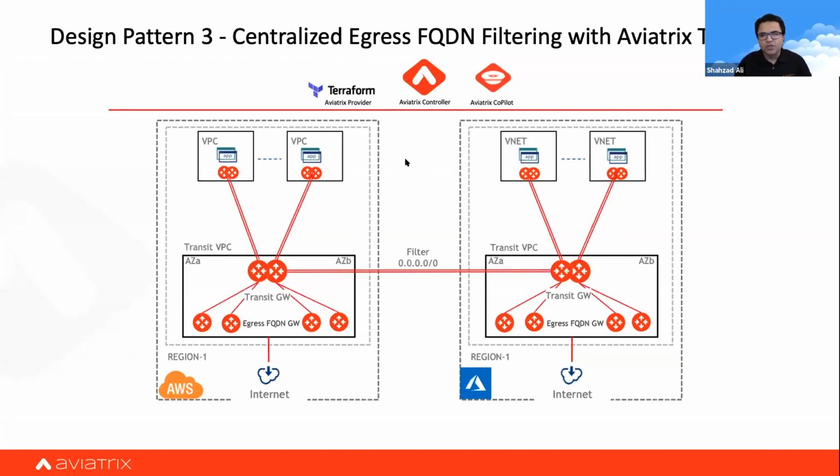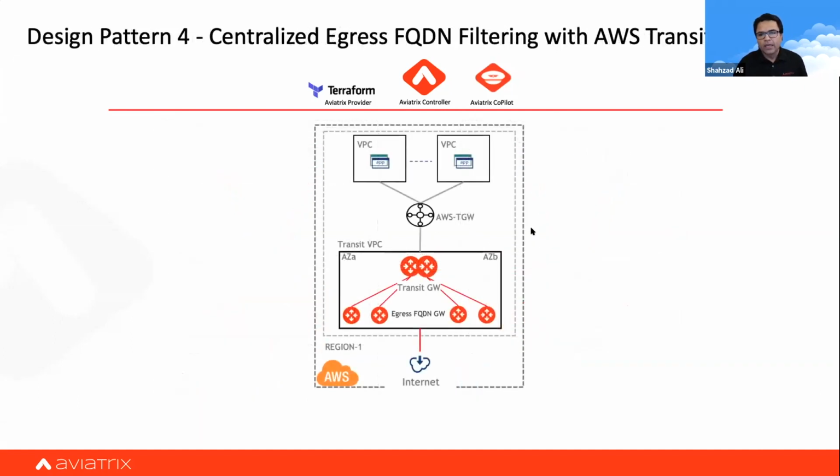Now let's move on to the last one, the fourth one. And this is the model that we support with AWS TGW, because we understand that there are customers who have gone to this path of deploying the AWS TGW, and they want to protect the egress traffic going towards the internet. So we can seamlessly integrate our solution with your existing AWS TGW type deployment. But remember, you have to know that this is only applicable in AWS.